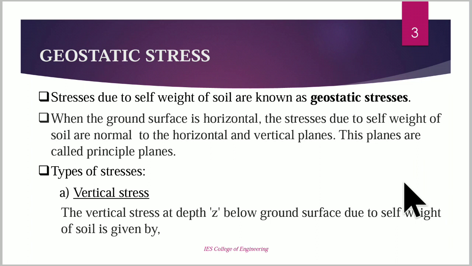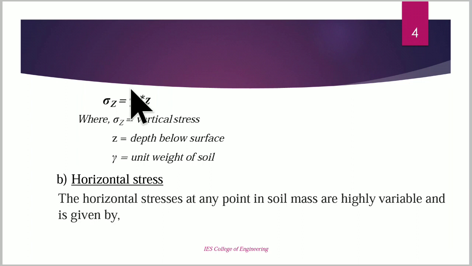Now, what is vertical stress? The vertical stress at a depth Z below the ground surface due to self weight of soil is given by the equation sigma z equals gamma into Z, where sigma z is the vertical stress to be calculated, Z is the depth below the surface, and gamma is the unit weight of the soil.